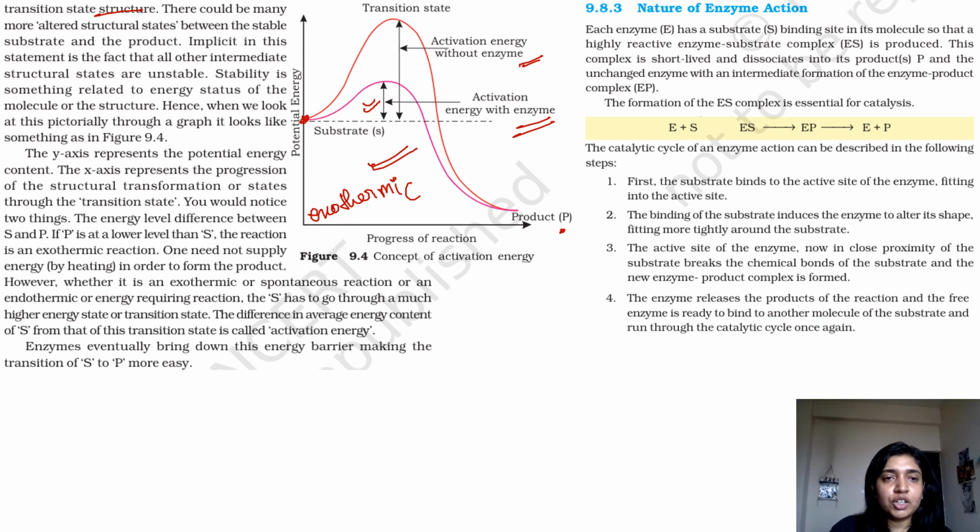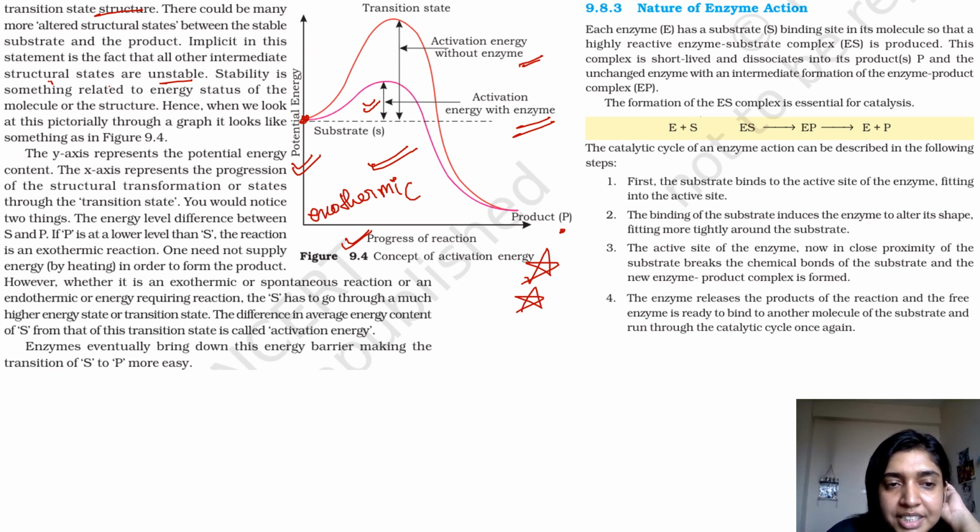Okay, there could be many more altered structure states between the stable substrate and the product. Implicit in the statement is the fact that all intermediate structural states are unstable. Stability is something related to energy. So you don't have to go through all this. This graph is all you need. This graph is what comes in NEET as well. So it's important. The y-axis represents the potential energy. The x-axis represents the progress of the reaction.